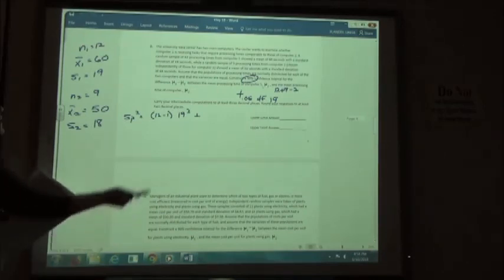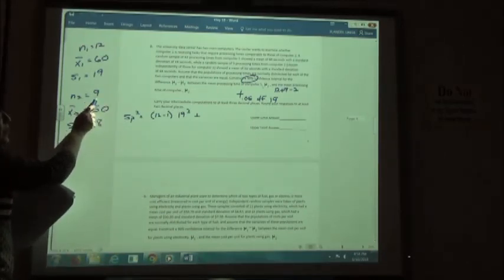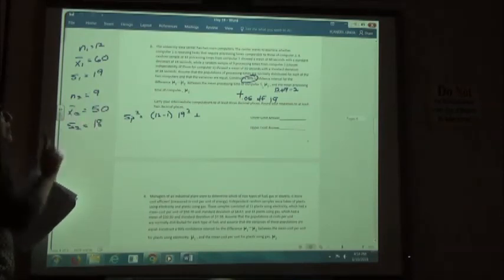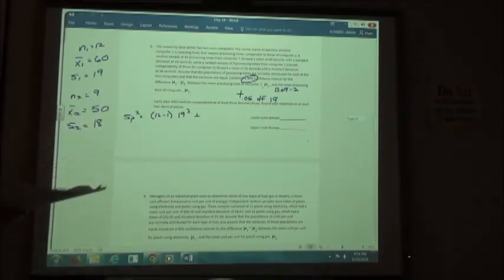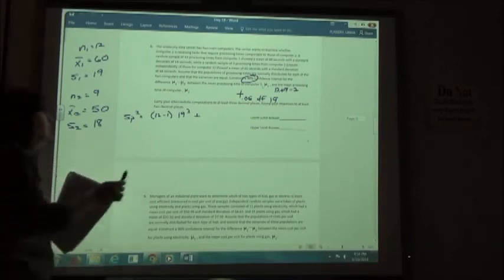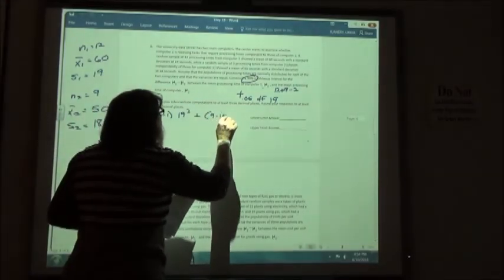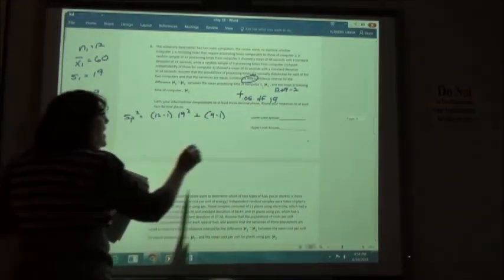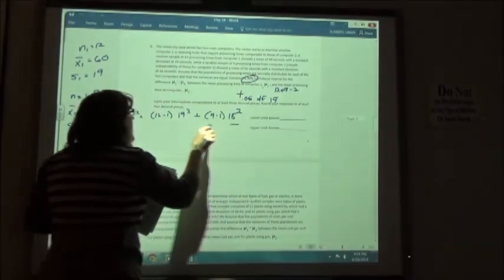Plus n2 minus 1. So again, you can either type in 9 minus 1, or if it's easier, you know 9 minus 1 is 8, right? Times the standard deviation squared, so the 18 squared.